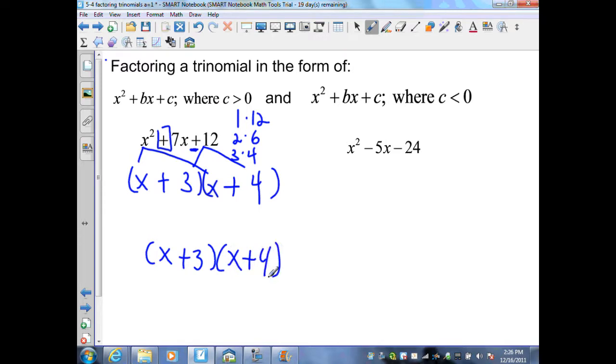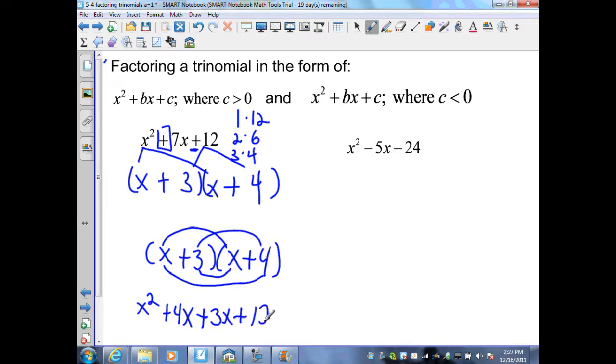We need to check if we're right. In other words, I need to distribute my x twice through the second expression and my 3 twice through the second expression. In other words, FOIL. First, x times x is x squared. Outer, 4 times x is 4x. Inner, 3 times x is 3x. And last, 3 times 4 is 12. When I combine like terms, I'm going to get x squared plus 7x plus 12. Therefore, I know that the product of my factors is equal to the trinomial x squared plus 7x plus 12.